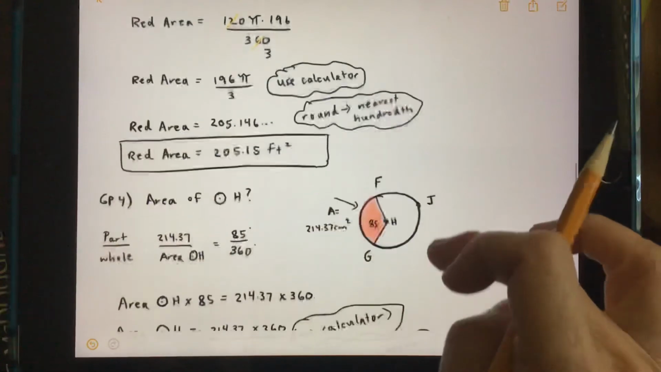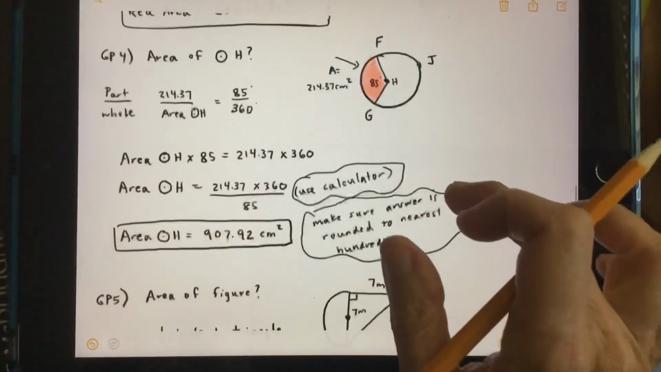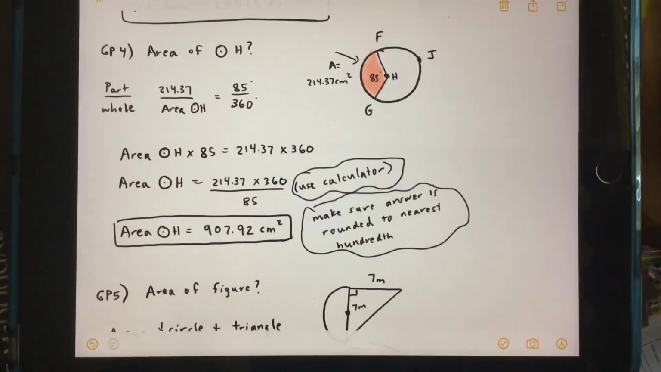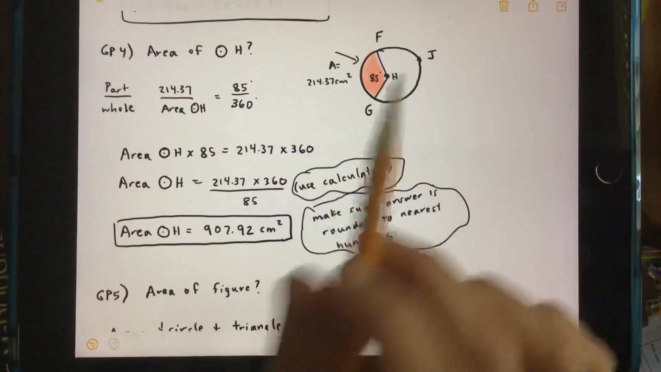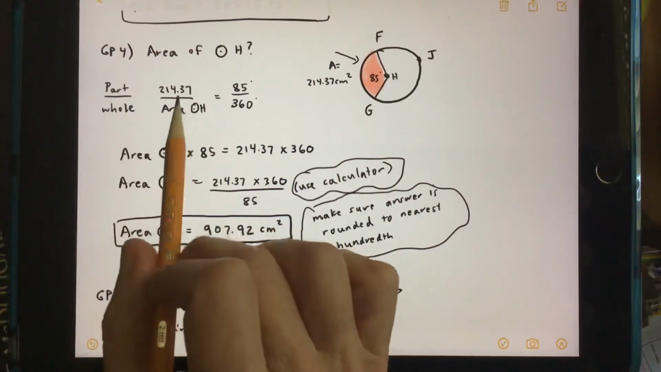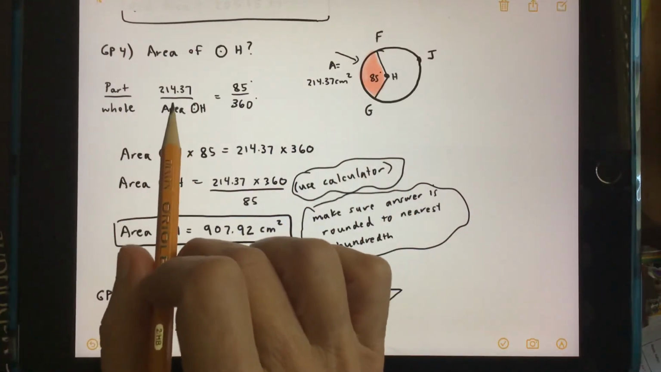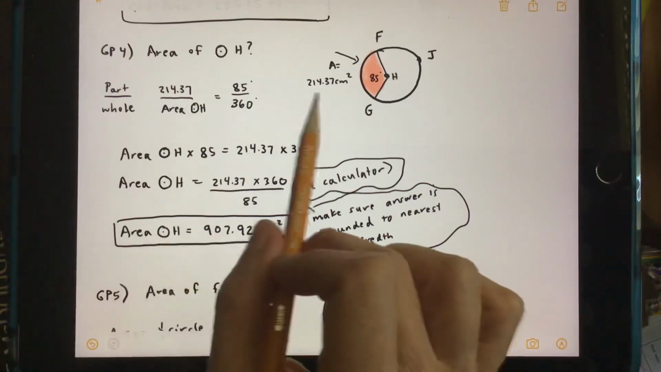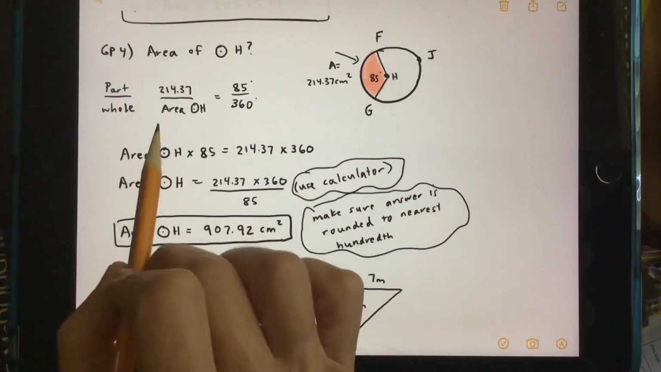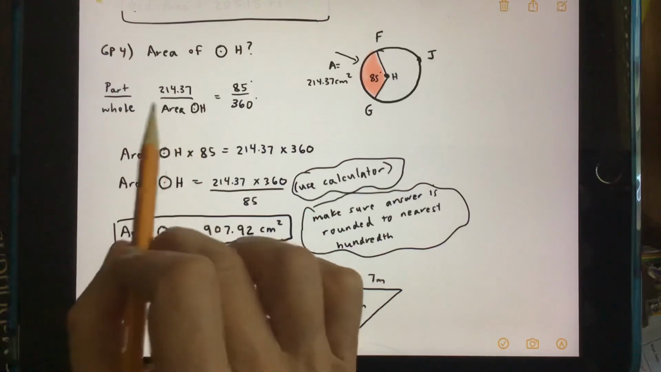All right, guided practice 4. This one's asking us to find the area of the entire circle, knowing the area of the red sector. We're going to go part to whole. The area of the red sector is 214.37 centimeters squared. We're given that information. We're trying to find the area of circle H, so that's my unknown right here.